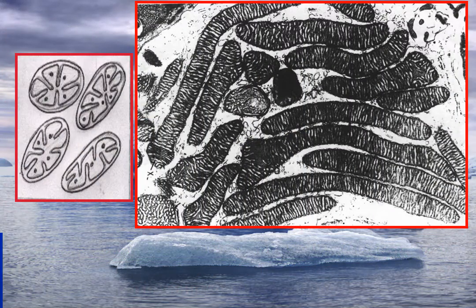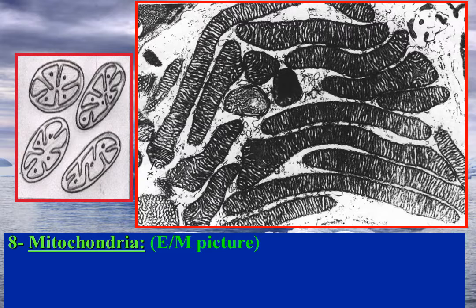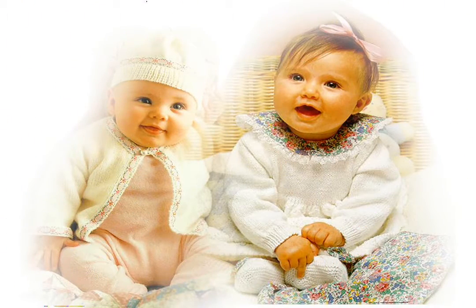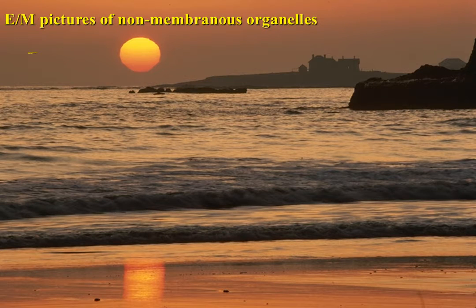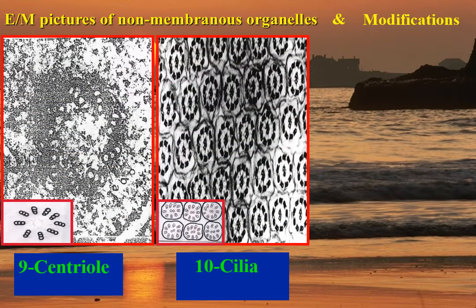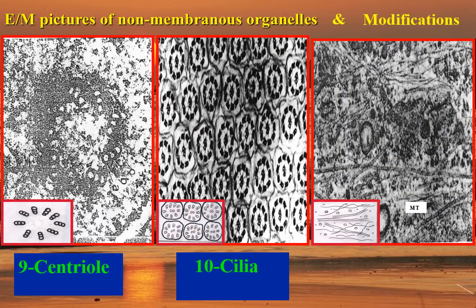Mitochondria are membranous structures of variable sizes and shapes. They are surrounded by two unit membranes. The outer membrane is smooth, while the inner one is folded to form cristae. Electron micrograph pictures of examples of some non-membranous organelles and their modifications: centriole, cilia, modification of centriole, microtubules and microfilaments.